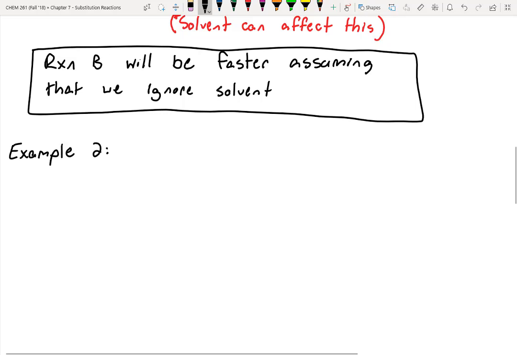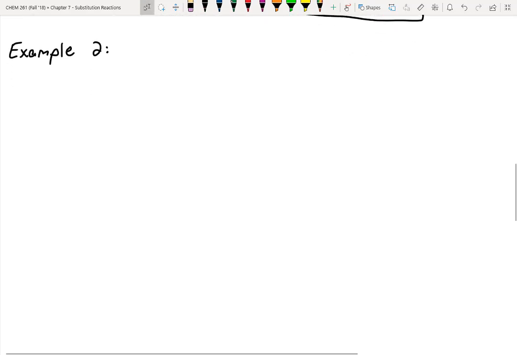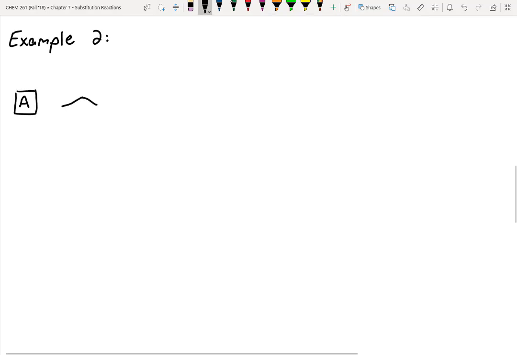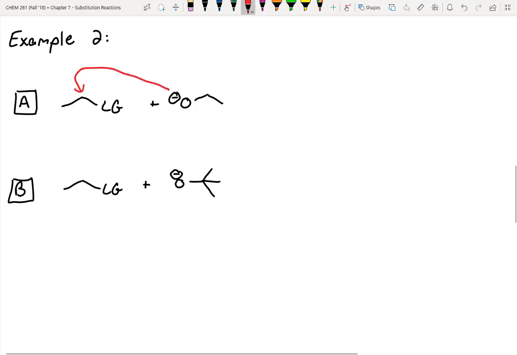So example 2. And this again is going to be an Sn2 reaction. All right, and in this Sn2 reaction, I'm going to have reaction A with a leaving group attached, reaction B with a leaving group attached. Reaction A, my nucleophile is going to be ethoxide, so it's ethanol that's lost its proton. And in the bottom one, I'm going to have tert-butoxide. All right, so same idea. This is going to be our nucleophile, attack the backside of our substrate, kick off our leaving group.